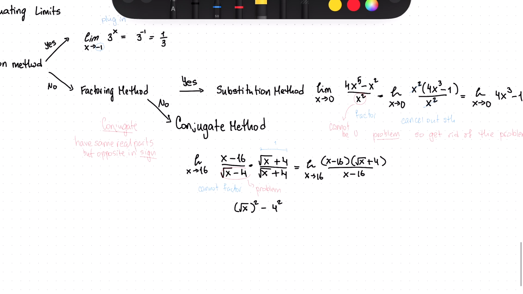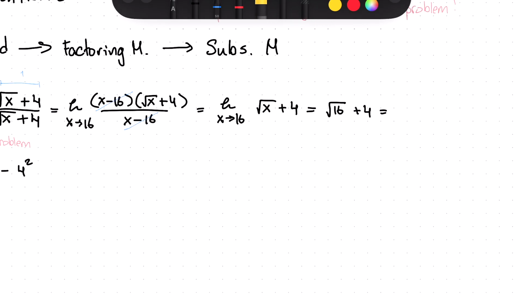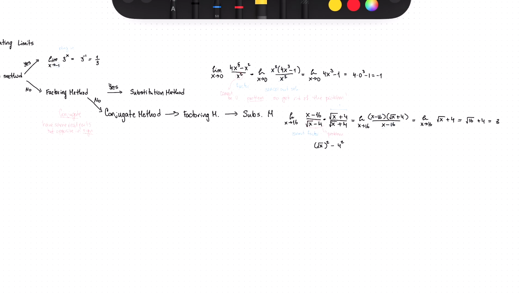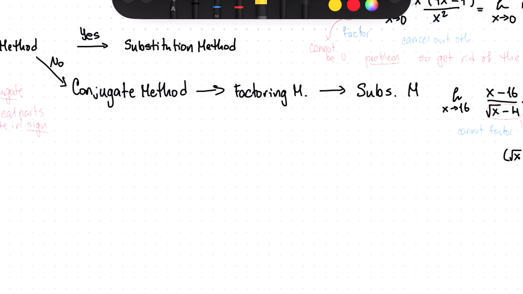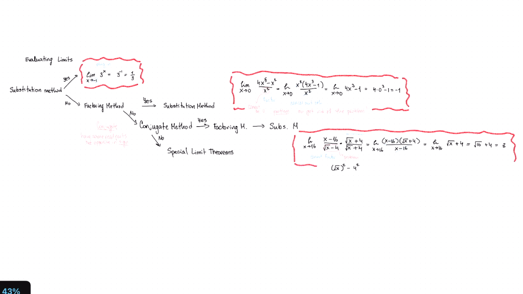Now this is very similar to our factoring method, where we canceled out something on the bottom and were left with a simpler problem where we can actually use the substitution method. When we plug in 16 for x, we're going to get 4 plus 4, and that will equal 8. Let's zoom out a little, and this is what we have for now. So far we covered these three methods, and if they do not work, then you need to go into special limit theorems. And that is a video for another day. And so far we have this tree with examples.